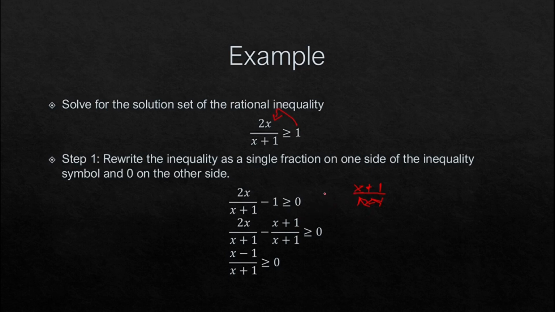Since x plus 1 divided by x plus 1 is still equal to 1, pero the denominator is equal na dito. Pares na sila. So, pwede mo na i-combine itong dalawa ang both numerators. So, 2x minus x is equals to x. Minus 1 kasi minus man ito. Kaya naging minus ang 1. So, our new inequality is x minus 1 all over x plus 1 is greater than or equal to 0.